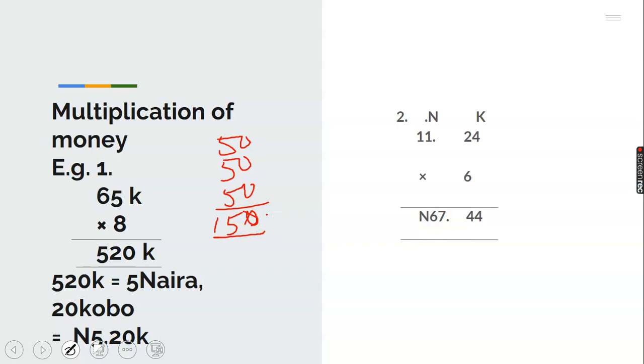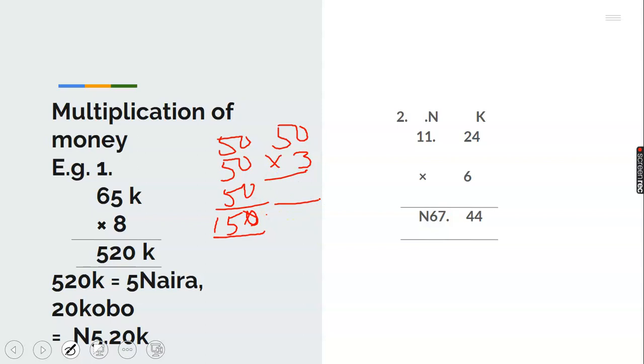But multiplication makes this calculation easier. Instead of saying 50 plus 50 plus 50, you just say 50 naira, how many times? You were given 3. So you just multiply 50 by 3. And let's see whether our answers will be the same.